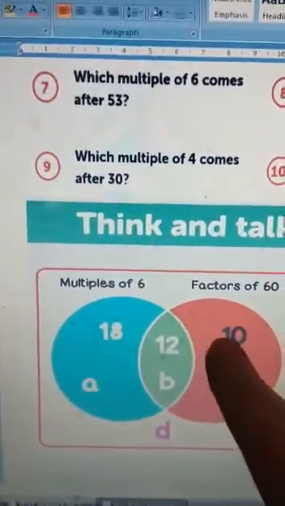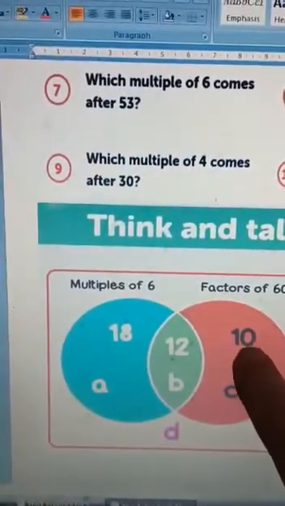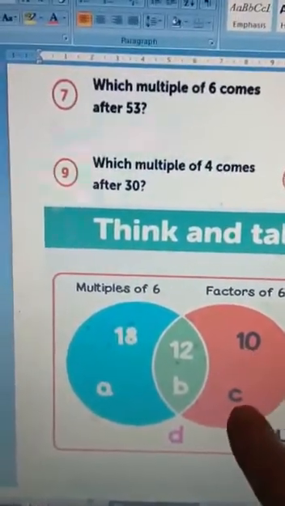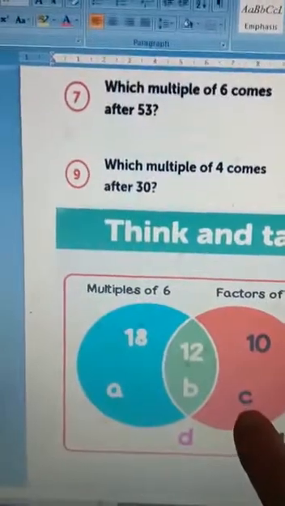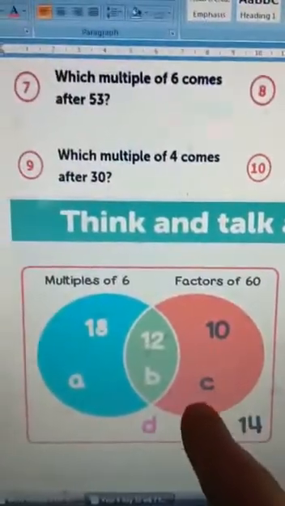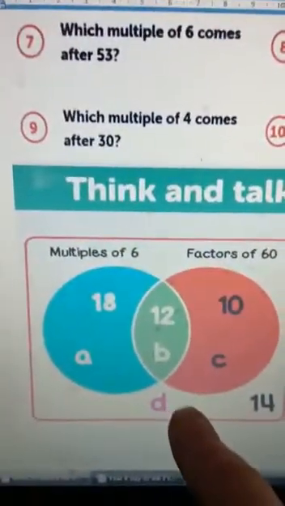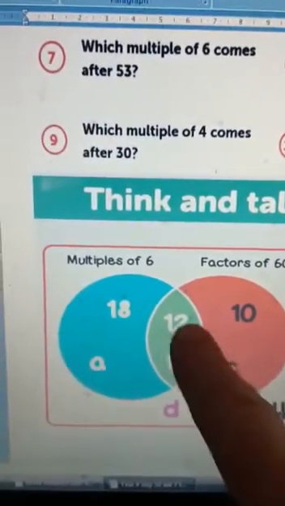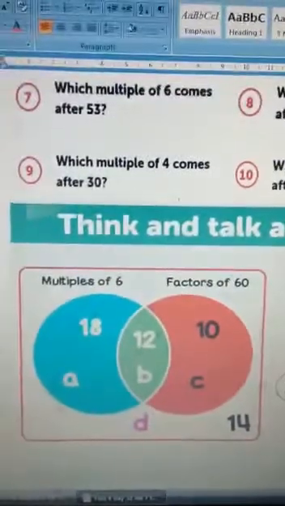If you look in the red part, there's a factor of 60, 10, and you've got to find C, which is just a factor of 60. And then D is finding a number that doesn't fall into any of those categories. So what numbers could they be?